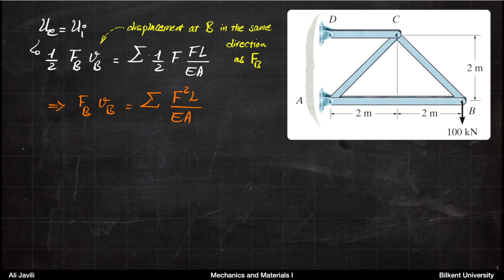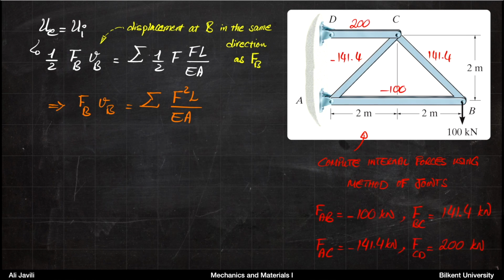The only remaining step really is to calculate the F's. So in order to calculate the F's, you can use the method of joints, for instance, or method of sections, it doesn't matter, but you would need to calculate the forces in each member. And if you do that, you would have these numbers that are shown here. And then again, minus means compression, plus means tension in that member.